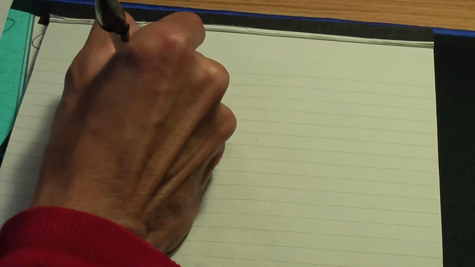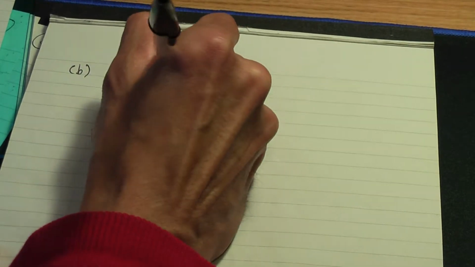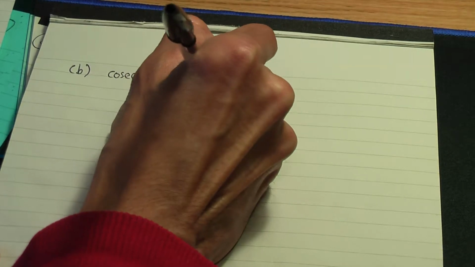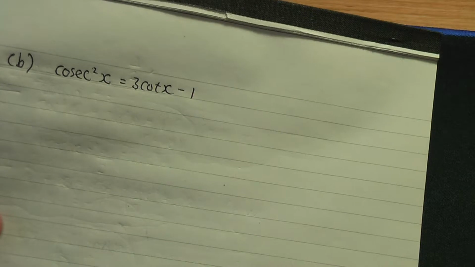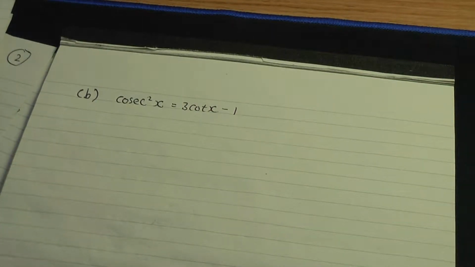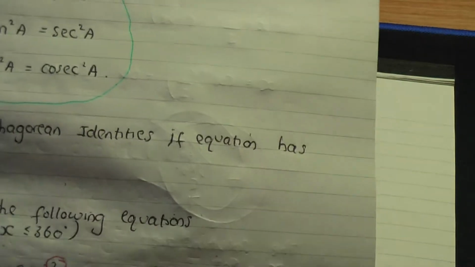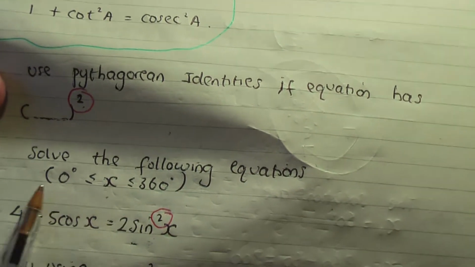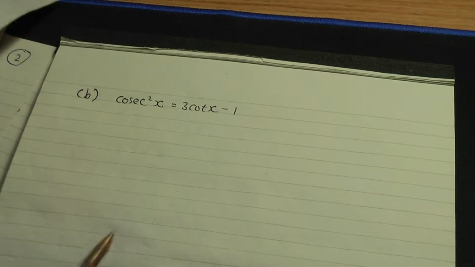So that was part A. Here's part B. Okay, let's do the same for cosec squared x equals 3 cot x minus 1. It's the same question, so the range is 0 to 360. So same problem, but this is part B.